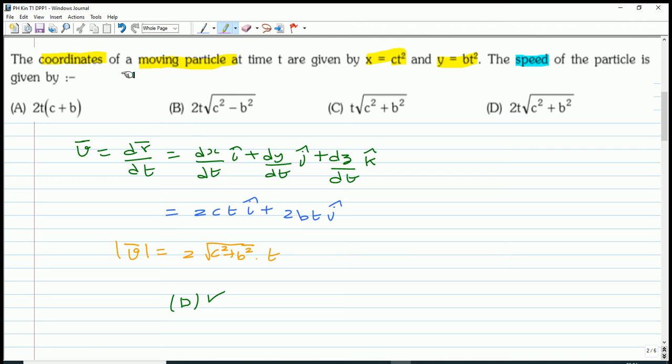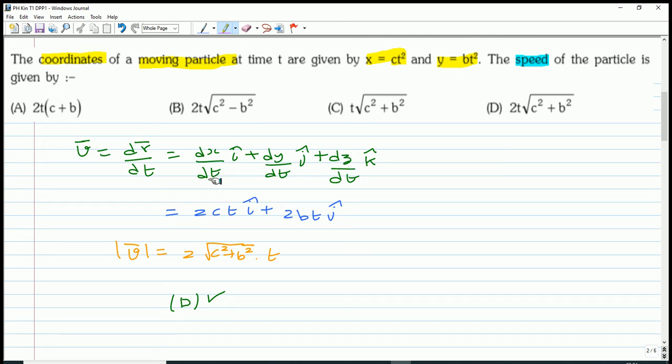The coordinates of a moving particle at time t is given by x equal to c t square and y equal to b t square. The speed of the particle is given by. Four options are there. You can pause the video and attempt this question. The velocity vector is given as d by dt of the position vector, that is the rate of change of position, which is equal to dx by dt times i cap plus dy by dt j cap plus dz by dt k cap. This problem is a 2D problem. There is no variation of z. So dz by dt is 0.